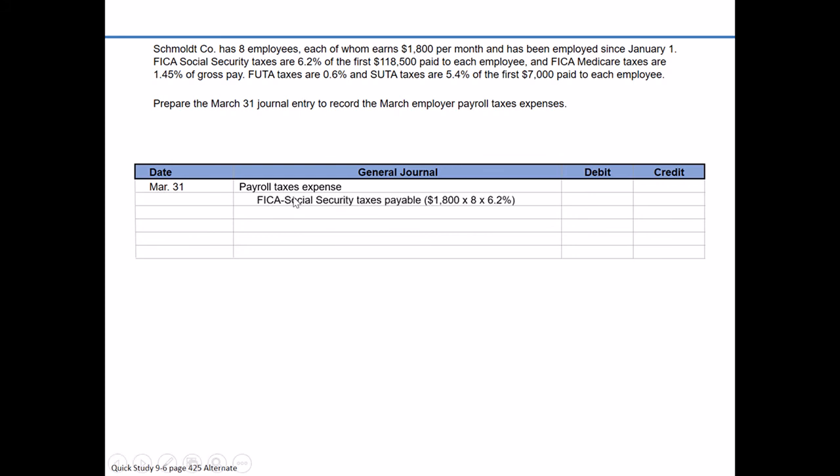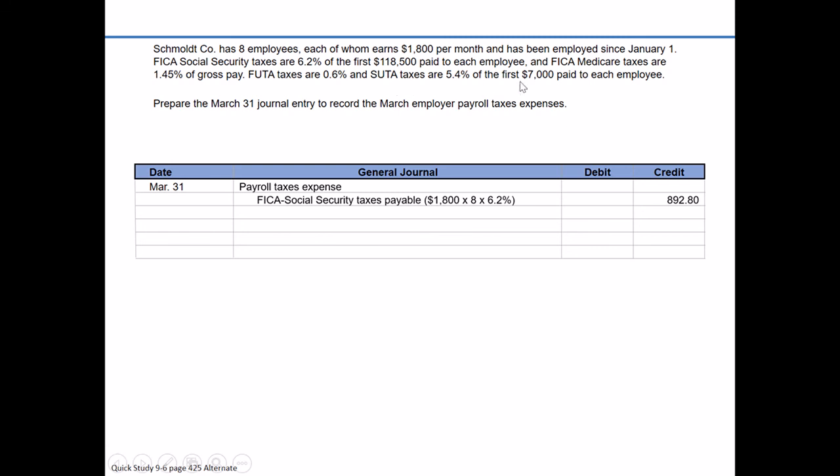Our first line item, very similar to when we deducted, is going to be a liability account. That's going to be FICA Social Security taxes payable because the employer has not yet remitted this to the appropriate organization. And how we come up with the dollar amount is $1,800 per month. Keep in mind that's not for all employees, that's each individual employee. So take that times 8 employees times the 6.2%, and we're going to credit FICA Social Security taxes payable for $892.80. We would have made a similar entry also when we did employee deductions.